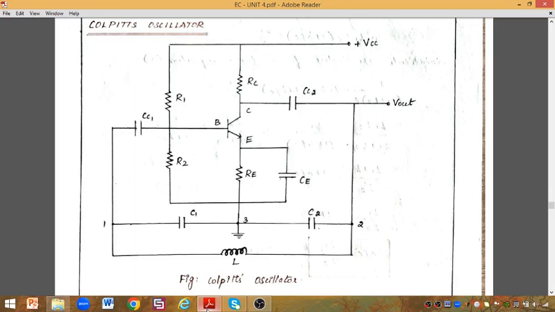Hello everyone, in this video I am going to explain about the Colpitts oscillator. Let's discuss how the Colpitts oscillator is constructed.